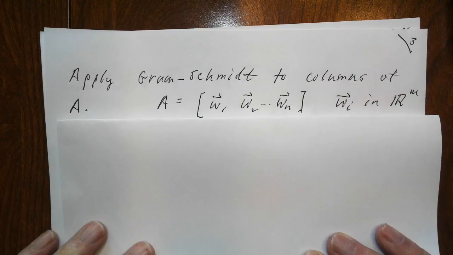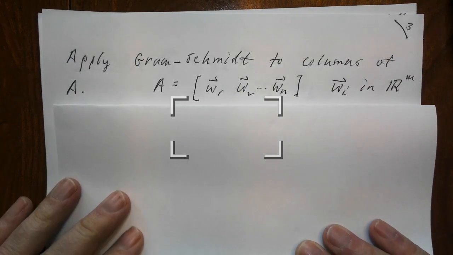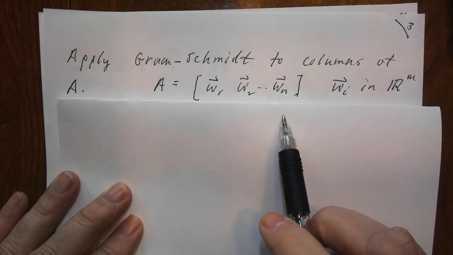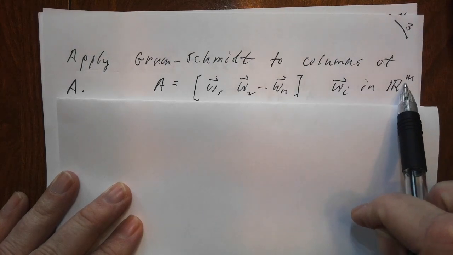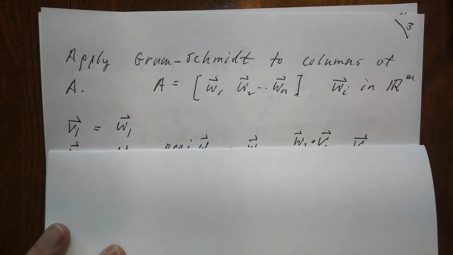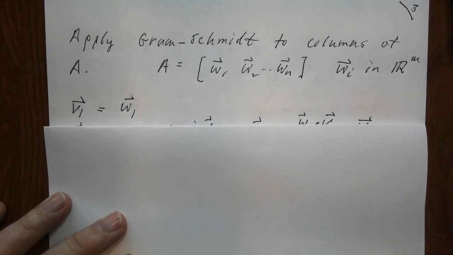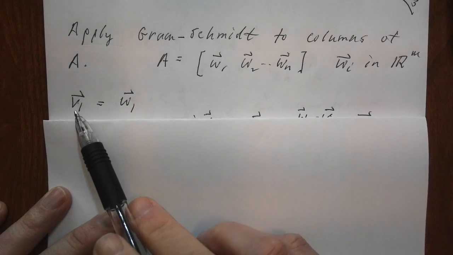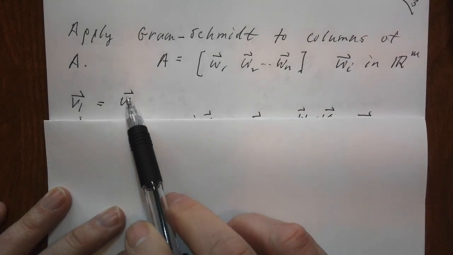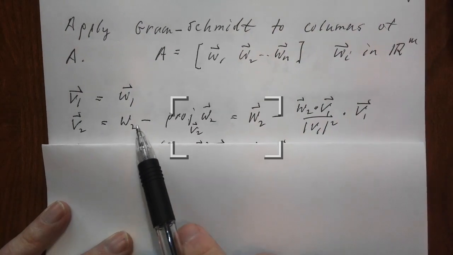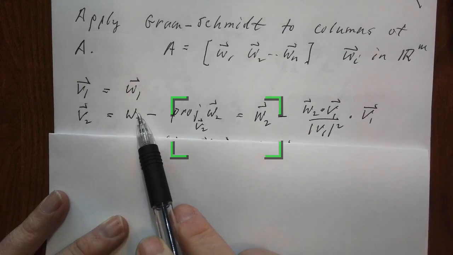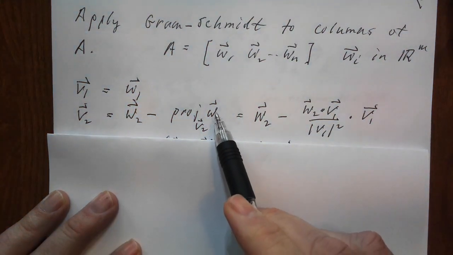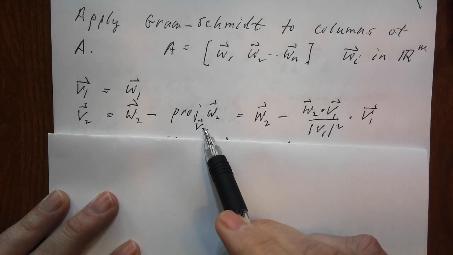So I'm going to write the column vectors of A as W1 up through Wn. So there are n of these vectors. Each of these vectors is in m-dimensional space. Now, how do we get an orthogonal basis from these column vectors? Well, the Gram-Schmidt process says we first set V1 to W1.